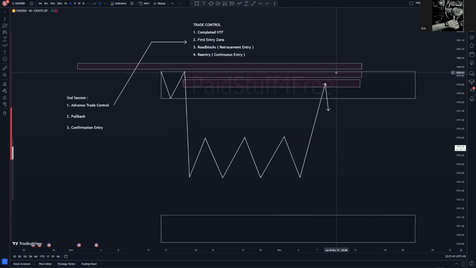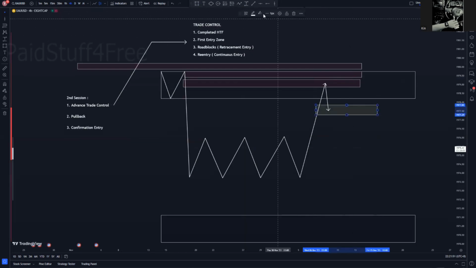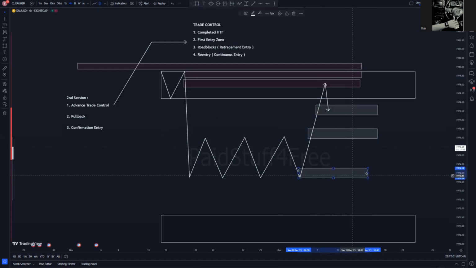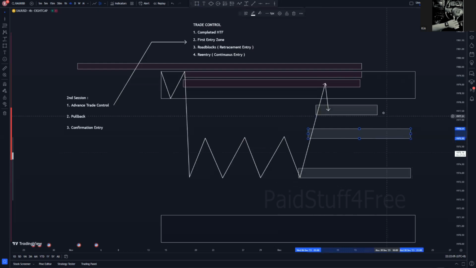But it depends on the roadblock. So right now, if we are selling, all of our buy zones are going to be our roadblocks. So maybe you're going to have a buy zone somewhere around here, and a buy zone somewhere around here, and again a buy zone somewhere around here, something like this. All of these buy zones on M30, we're going to call our roadblocks.